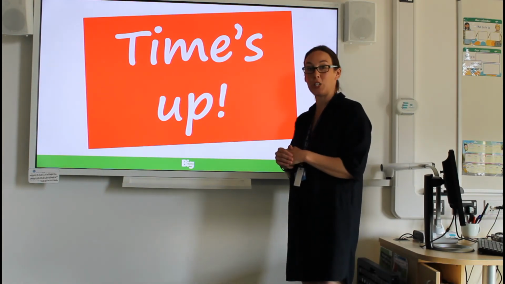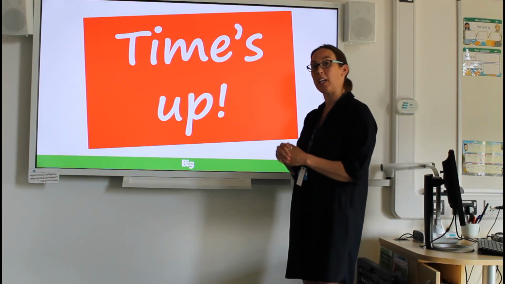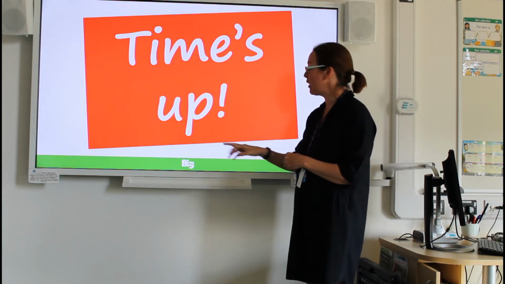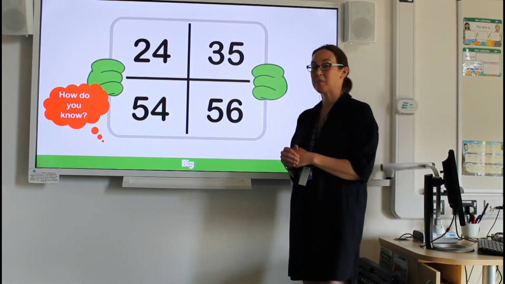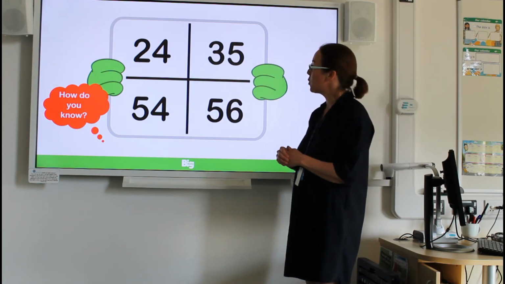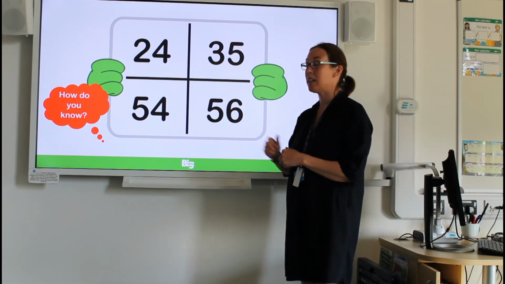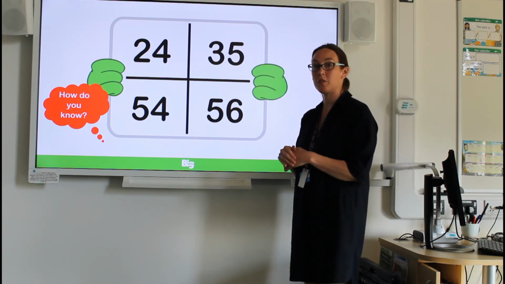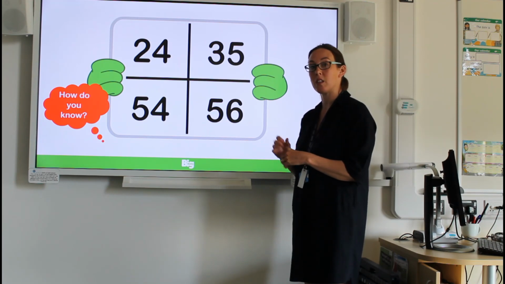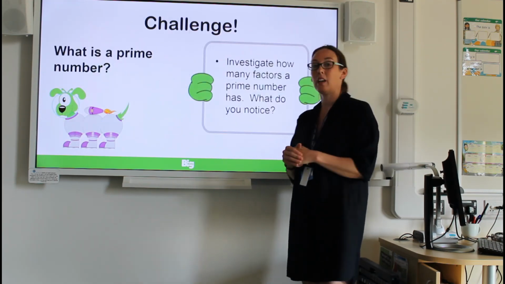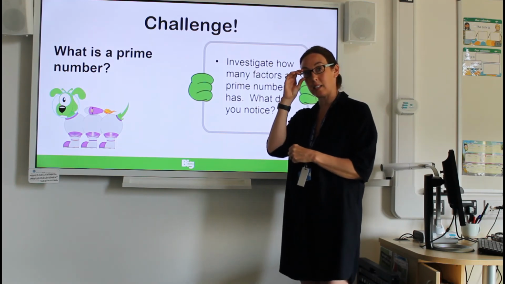Okay, now if you needed to, you could take the video back and have a look at those questions again. How many did you get right? Let's have a look. 24, 35, 54 and 56. And again, how do we know? We use our knowledge of the times tables, don't we, to answer those questions and to prove those statements true or false.